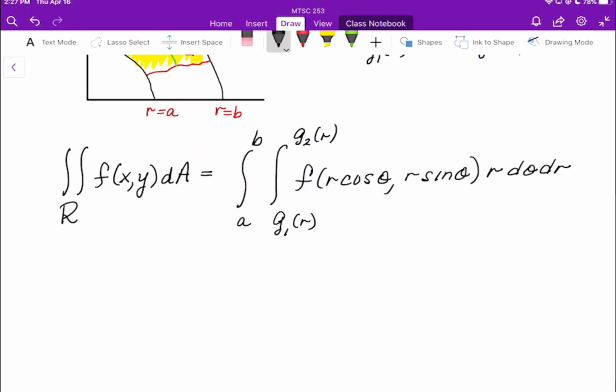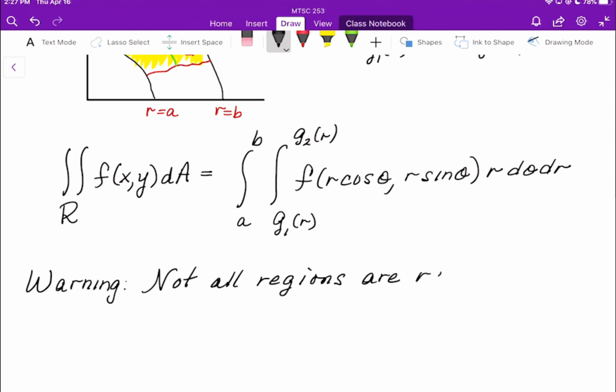And just remember as a warning, not all regions are simple, radially, azimuthally. I think I spelled it wrong. Azimuth.